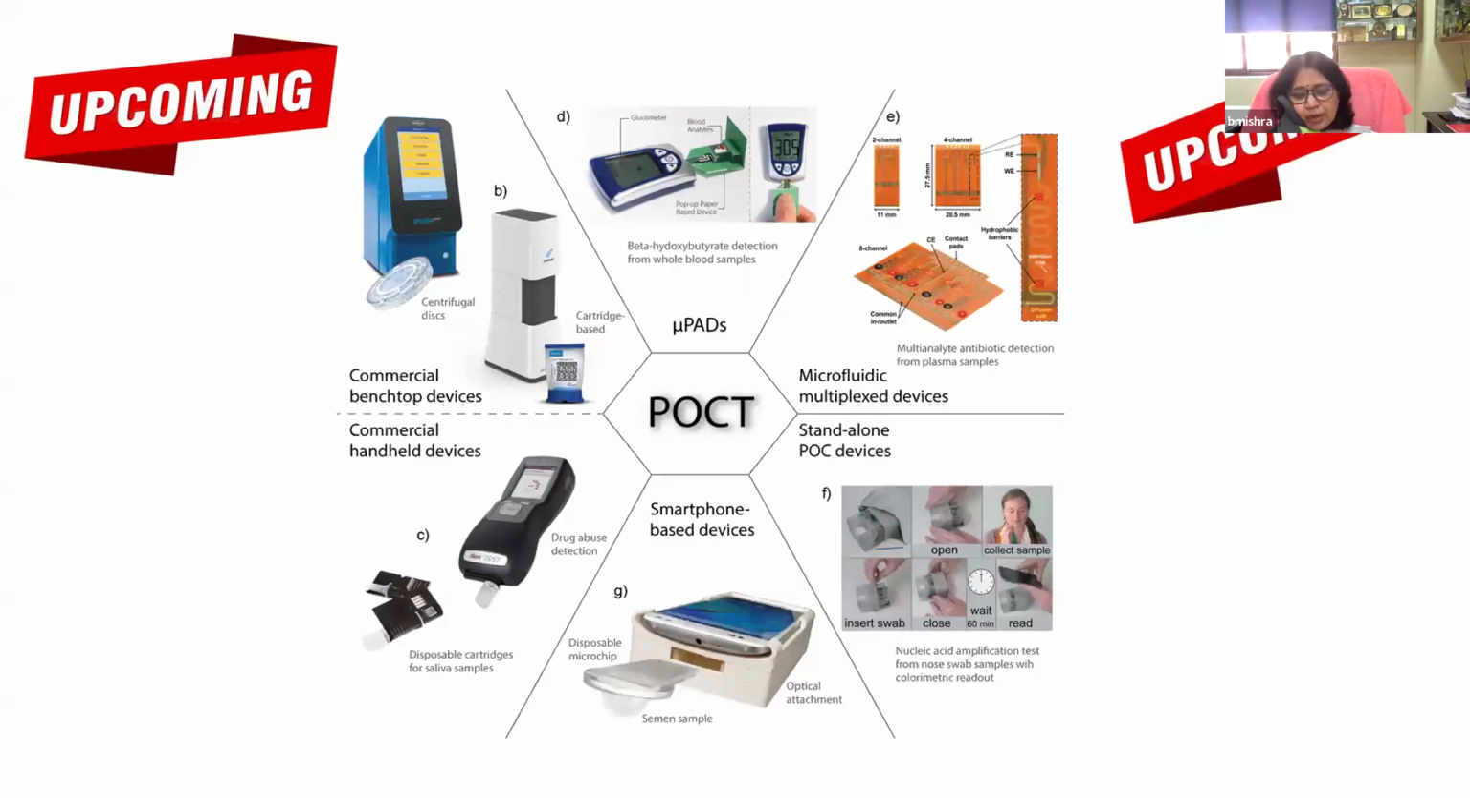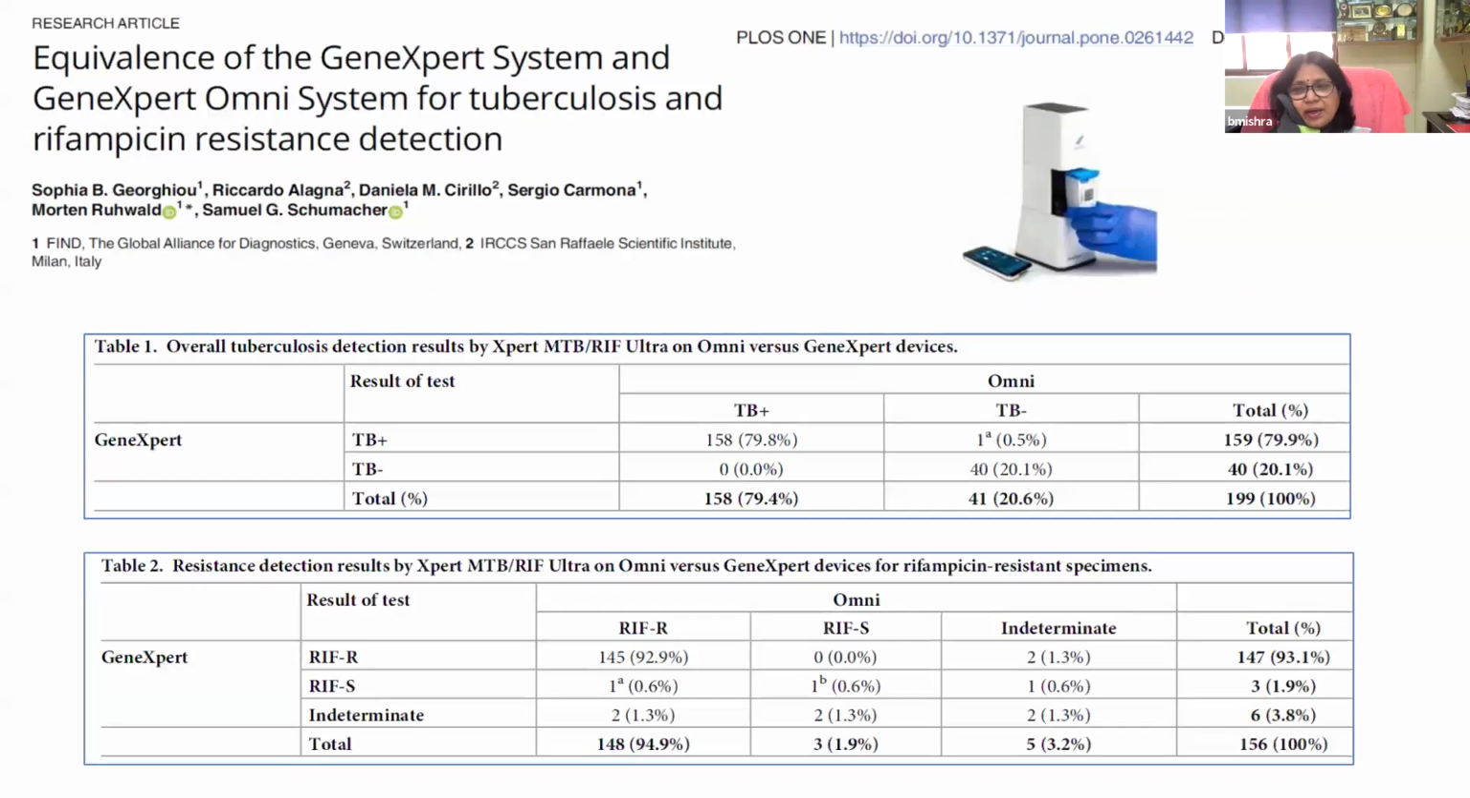Now, moving on to the point of care test. In this, what we have is another model of the GeneXpert system, which is called the Omni system, GeneXpert Omni. This can accommodate only one cartridge and can be battery operated. So, because it can be battery operated, it can be done in very remote areas where even the GeneXpert MTB-RIF cannot be done.